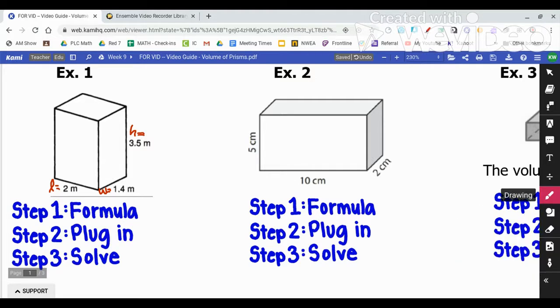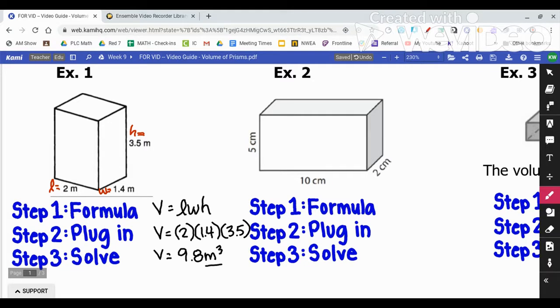Now it's important to always start with your formula. So each time I'm going to write down volume equals length times width times height. Then I'm going to plug in for my length, width, and height. My length is 2, my width is 1.4, and my height is 3.5. Next, I'm going to multiply those three numbers together using a calculator. And my answer is going to be 9.8 meters cubed.